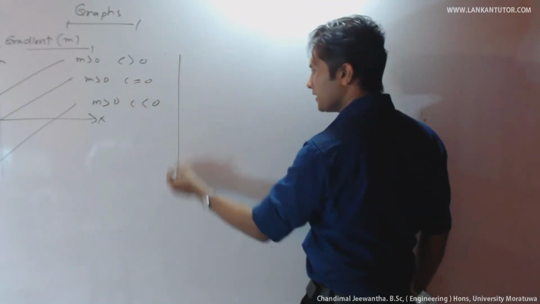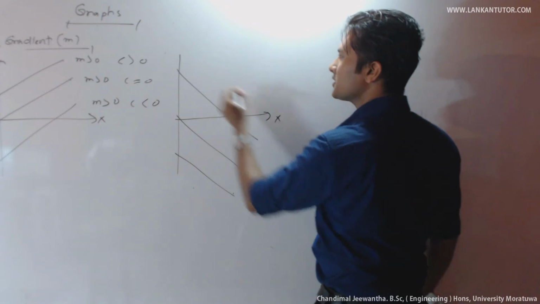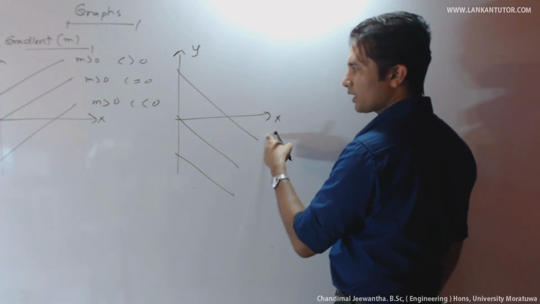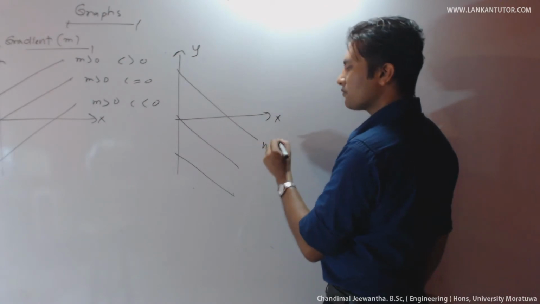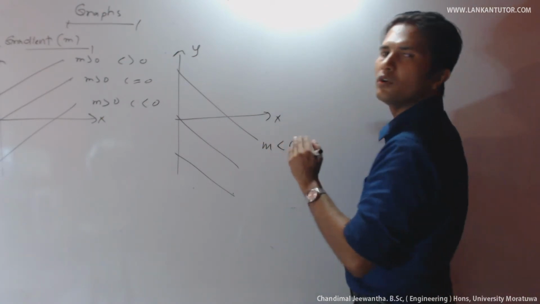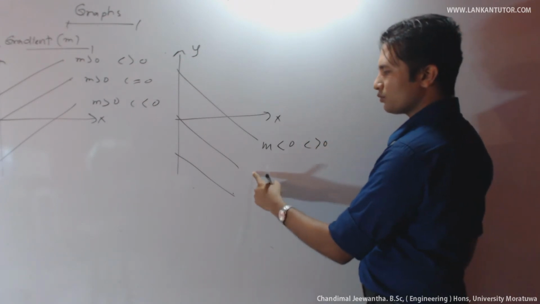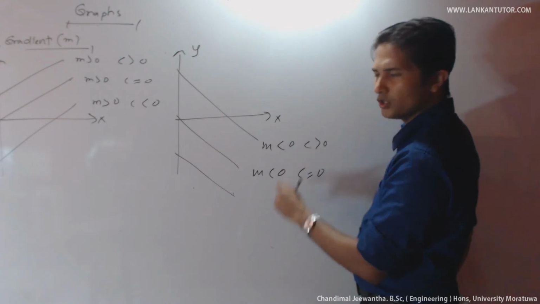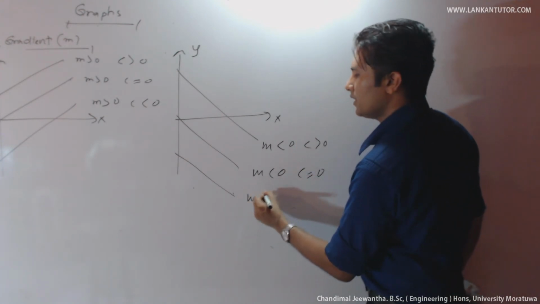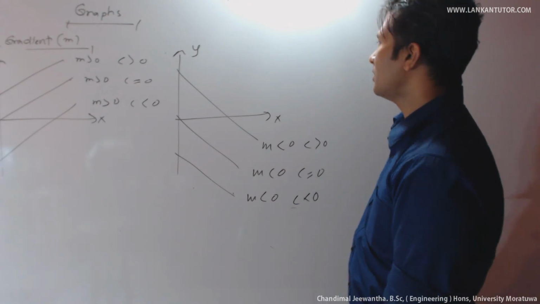Considering the next set, just like this is x, this is y, what happens? Y decreases with x. Therefore, gradient should be negative for each and every case, and the intercept should be positive. M less than 0, C equals 0. Considering the third, M less than 0, C also less than 0.